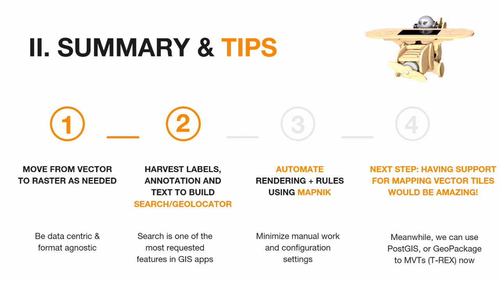So we could also then harvest all the labels and annotation and text to build a search geolocator, and Sasha notes here that the search is one of the most requested features in GIS. So again, where is that electric pit? Where's that steam manhole? And this allows you to zoom there very quickly.